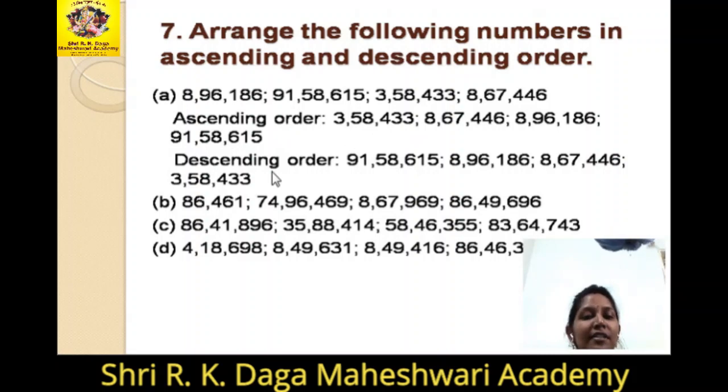Now we have to write this in descending order also. So in descending order, first we will write the greatest number, that is 91,58,615. After that 8,96,186. After this 8,67,446, and the smallest number is 3,58,433. In the same way you can do the remaining questions.